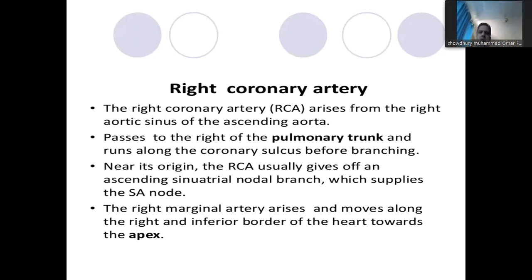Now the right coronary artery. It arises from the right aortic sinus of the ascending aorta. It passes to the right of the pulmonary trunk and runs along the coronary sulcus before branching. Near its origin, the right coronary artery usually gives off an ascending sinoatrial nodal branch, which supplies the SA node, and the right marginal artery arises from it and moves along the right and inferior border of the heart towards the apex.